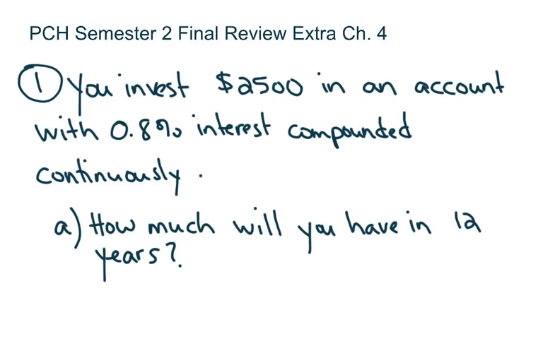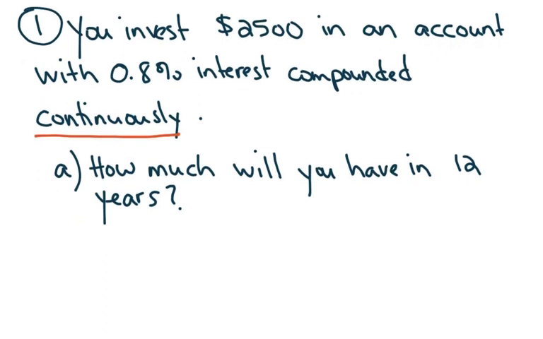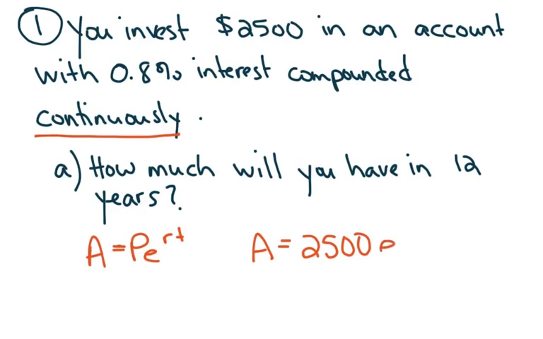Remember when you read these problems to be very cautious of how often the interest compounds. That's telling you what equation to use. So if it's compounded continuously, we're going to use this equation. So the amount in the account is the original amount, or the principal, e raised to the, now be careful when you change the percent.